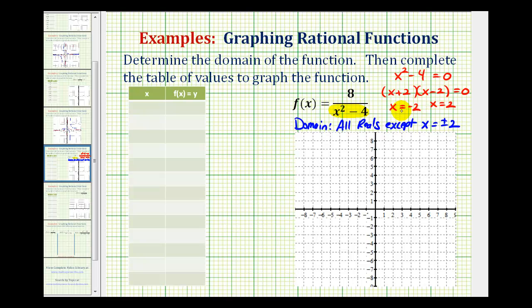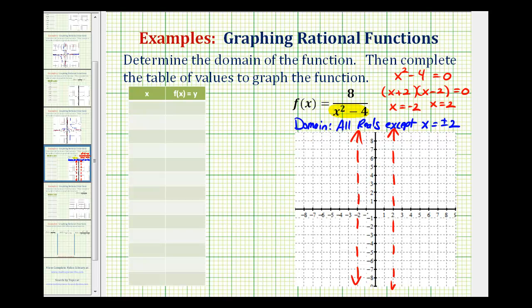So we can say positive and negative 2 are zeros of the denominator, and since they're not zeros of the numerator, that means we have vertical asymptotes at x equals 2 and x equals negative 2. If they were also zeros of the numerator, we'd have a hole in the function rather than a vertical asymptote. So we have a vertical asymptote here and here. Remember, these are vertical lines that the graph will approach and never cross. So they're very helpful for sketching a graph.